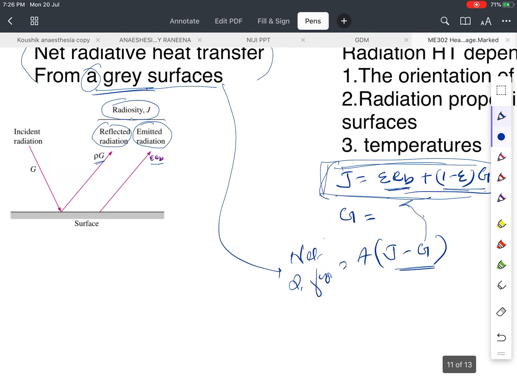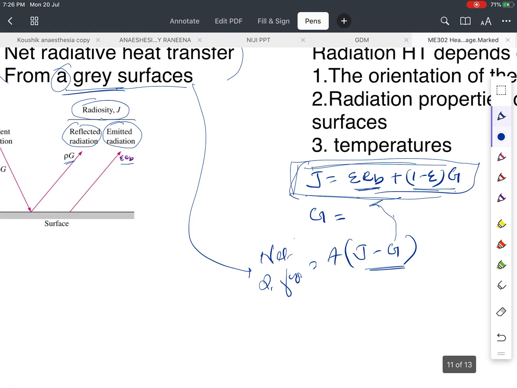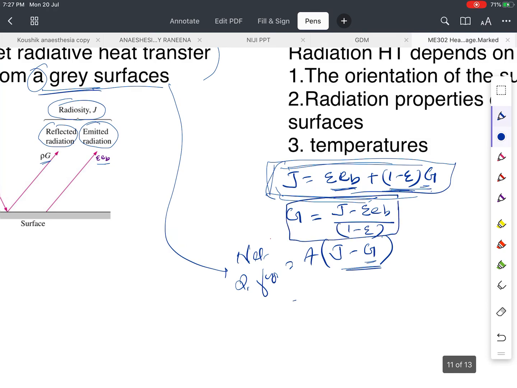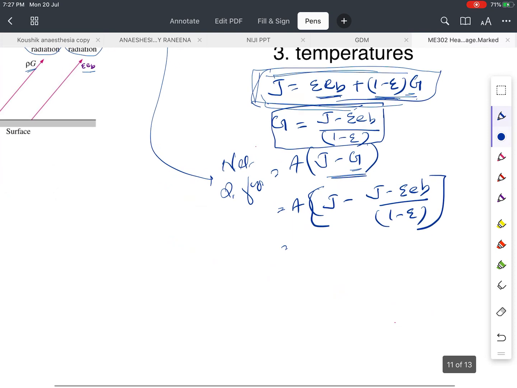Now from the expression of radiosity, we can replace G in terms of J. We are interested in replacing G. So from this equation, G will be equal to J minus epsilon into EB divided by 1 minus epsilon. So this is the value of G. Now net Q will be area times J minus G, which is J minus epsilon EB divided by 1 minus epsilon.